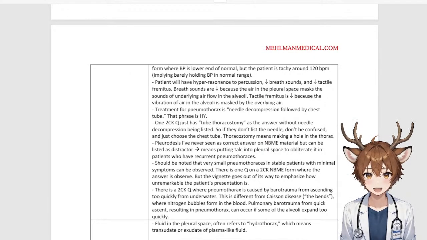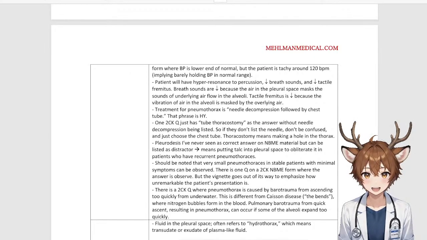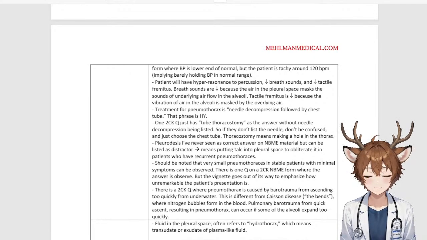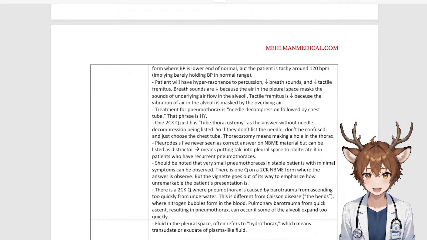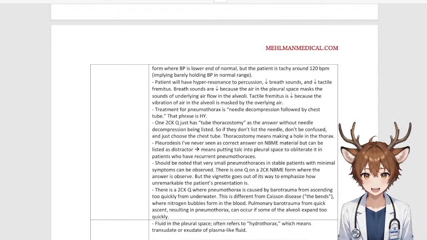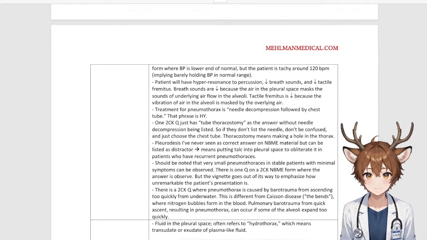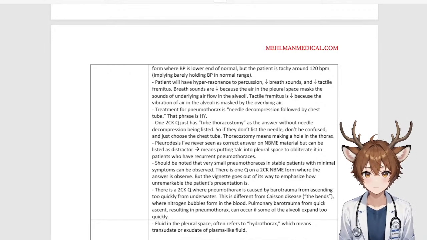There is a 2CK question where the pneumothorax is caused by barotrauma from ascending too quickly from underwater. This is different from Caisson's disease, the bends, where nitrogen bubbles form in the blood. Pulmonary barotrauma from quick ascent resulting in pneumothorax can occur if some of the alveoli expand too quickly.